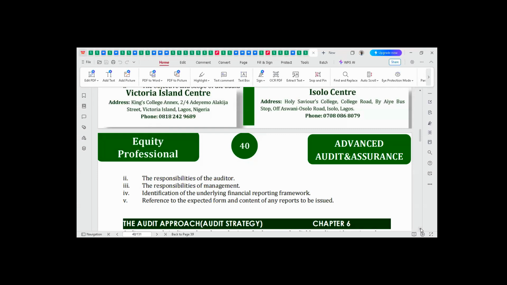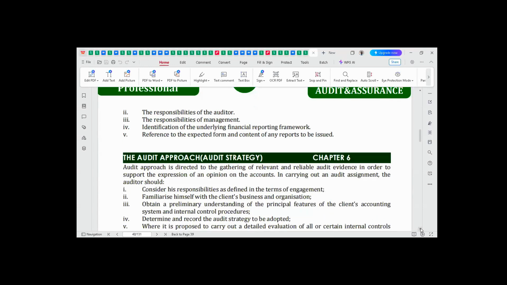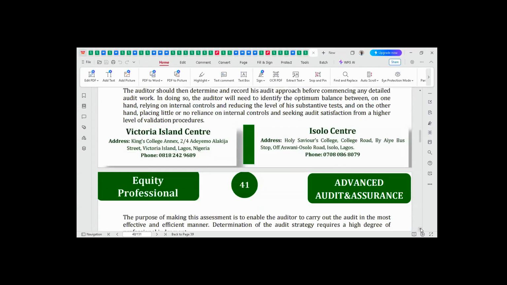Yes, sir. So with this, we have rounded up practice management. Okay, with this, we just rounded up with what? Practice management. Okay, so we are going to the next chapter. If there's any question, please feel free to ask your question now.